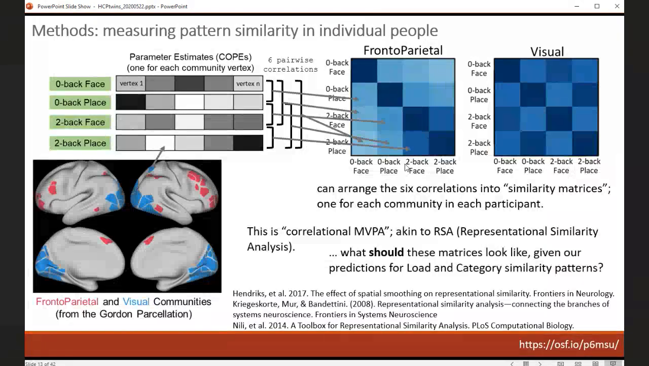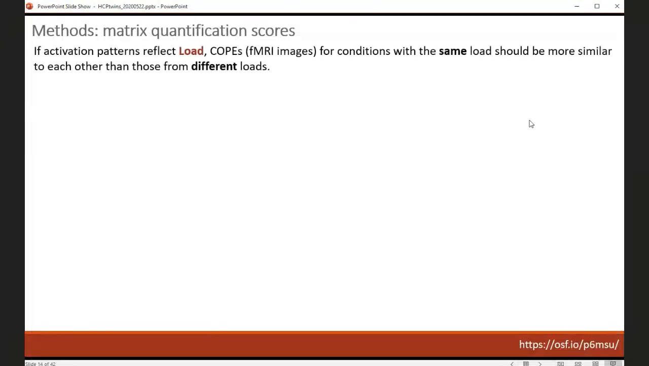An advantage of setting it up this way is that before plotting these things out for the real data, we can think about what we know the load and similarity patterns ought to be in these 2 brain regions, and put out our expectations. What I mean by that is I've been saying that if the activation patterns reflect load, then the COPEs, the fMRI images, for conditions with the same load should be more similar than those from different loads.